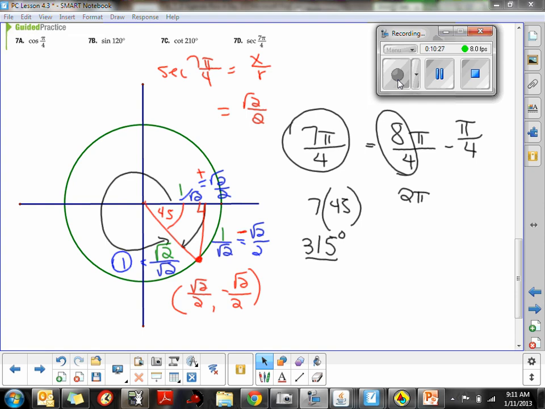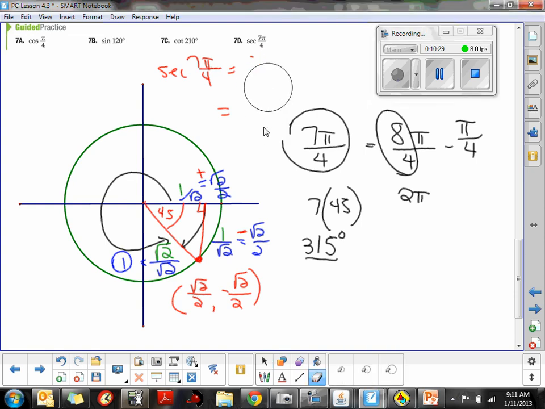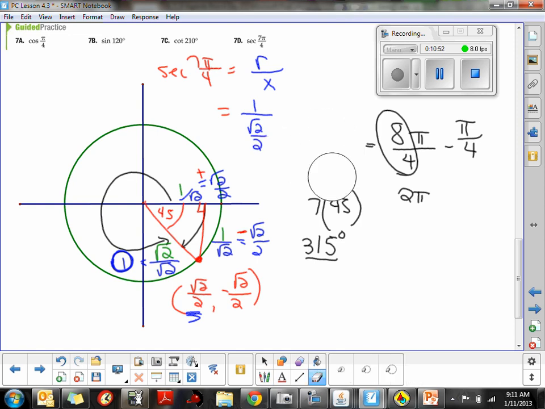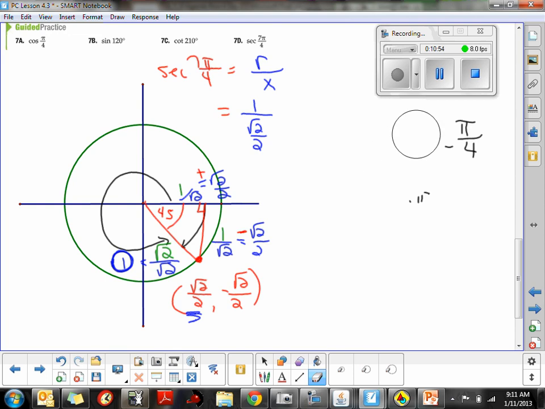Okay, sorry, I got that taken care of. And as I was doing that, I noticed I wrote this down incorrectly, so let me come back and correct that part. The secant correctly is r over x. So in this problem, what we're looking at is a radius of 1, since our radius of the unit circle is 1, so it's 1 divided by the x-coordinate of our ordered pair, which is the square root of 2 over 2. And now what we're up against is simplifying this complex fraction.